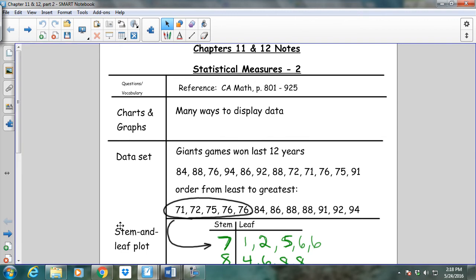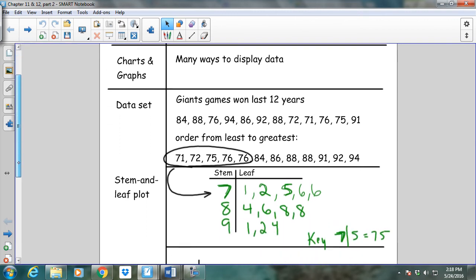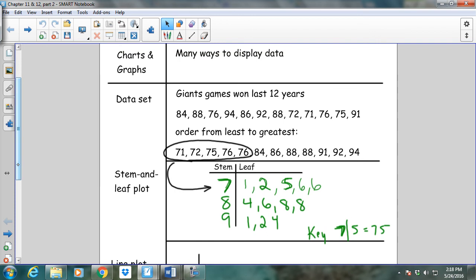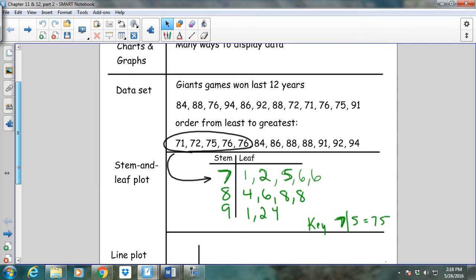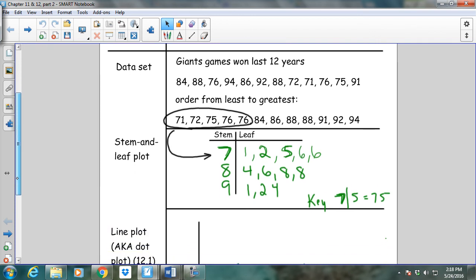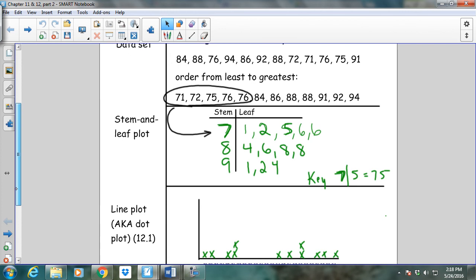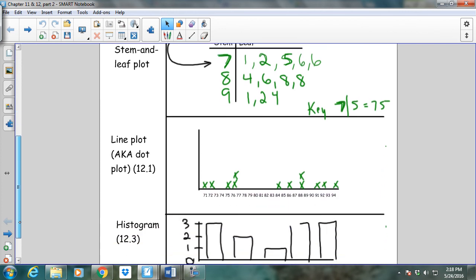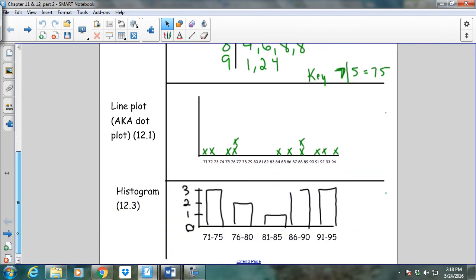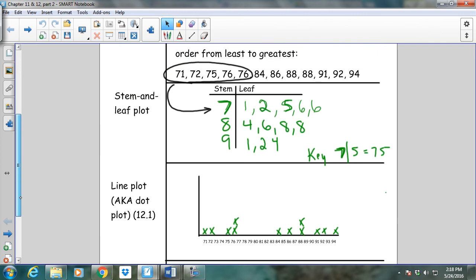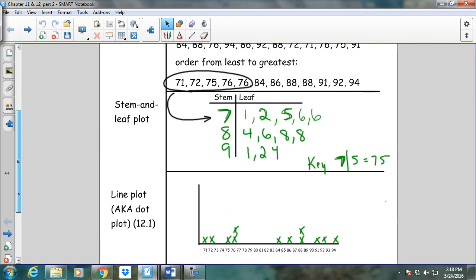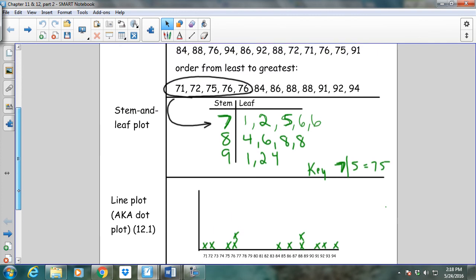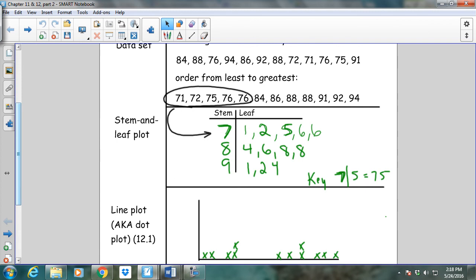Next page is on how to display your data. So charts and graphs are the way that you display your data. There's 3 main graphs I want to show you: the stem and leaf plot, the line plot, and the histogram. Your book also has the box and whisker plot, and that's pretty complicated, so I'm not going to get into that at this point, but it's in the book if you would like to.